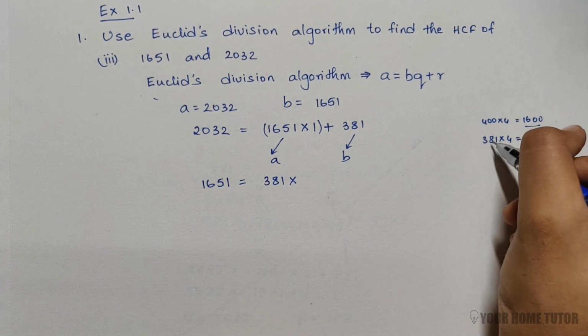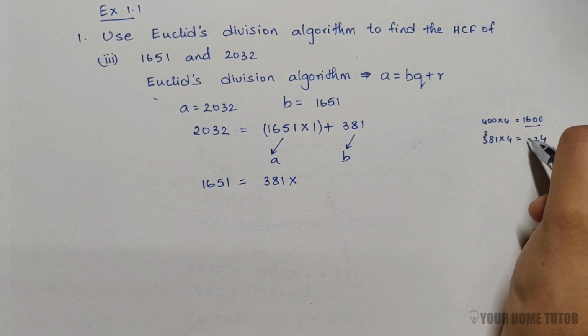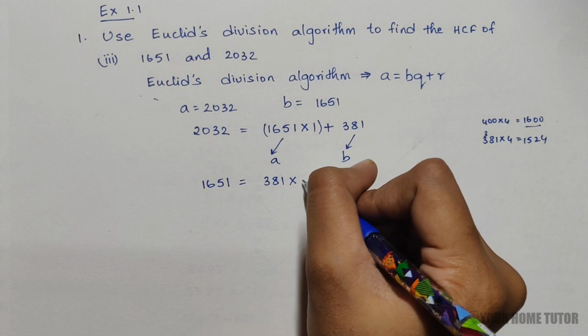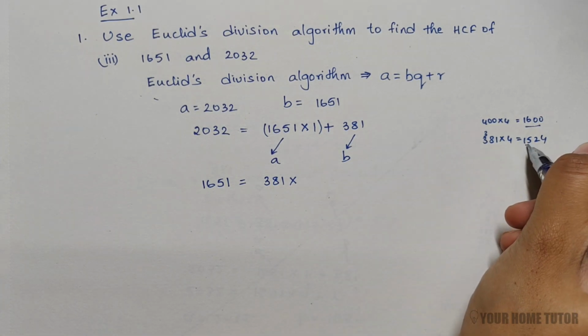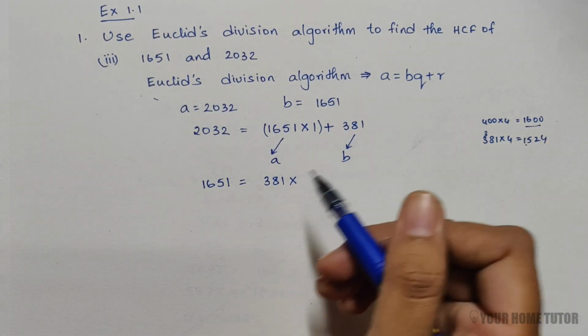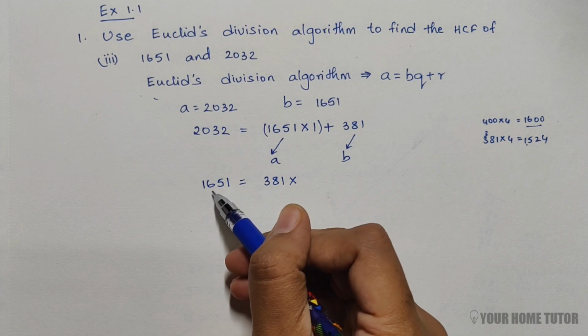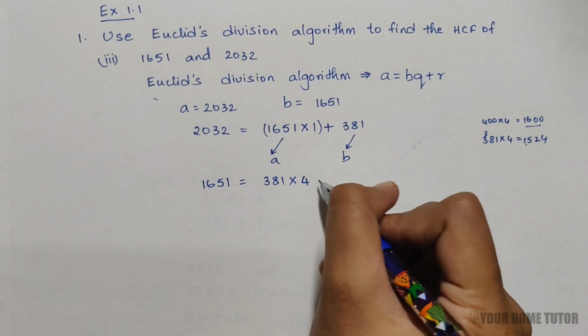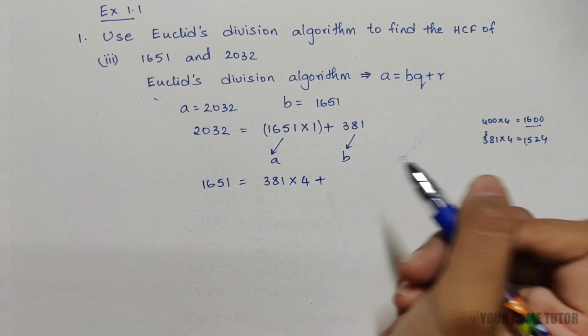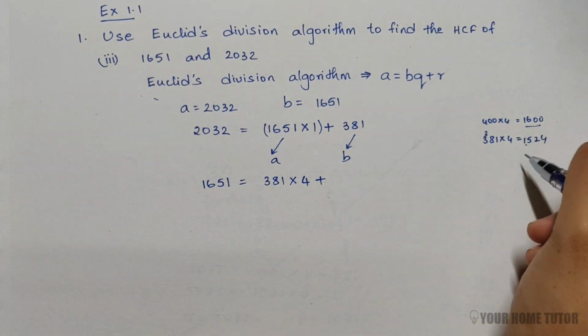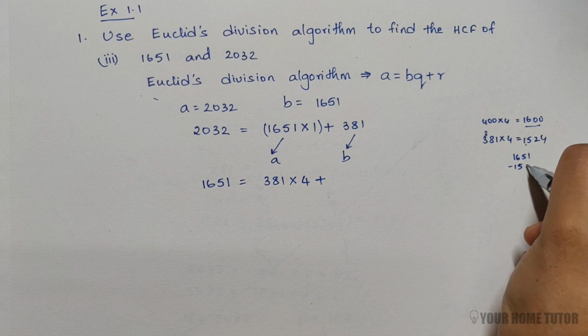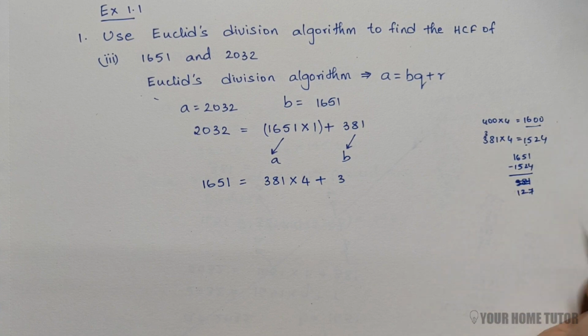So 4, 32, 4 3s are 12, 15. So I'm getting 1524, which is less than 1651. So the quotient is 4 plus the remainder. So if I subtract 1651 minus 1524, I would get a remainder of 127.